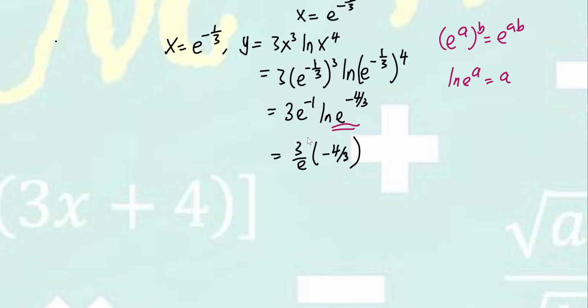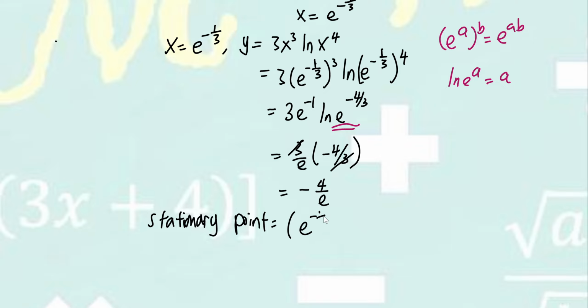So the 3 and 1 over 3 can be cancelled off. Then at last, you will be getting negative 4 over e. So which means the stationary point will have the coordinates of e to the power of negative 1 over 3 and negative 4 over e. Okay, so done for this question.